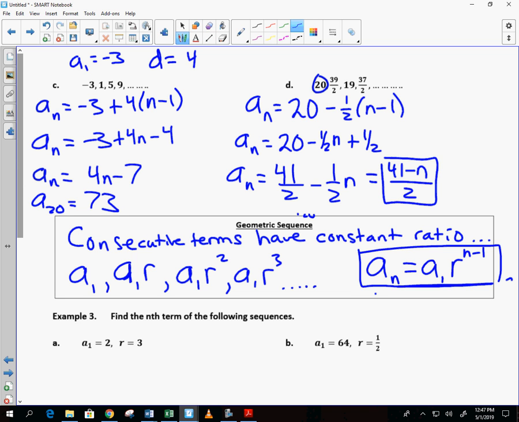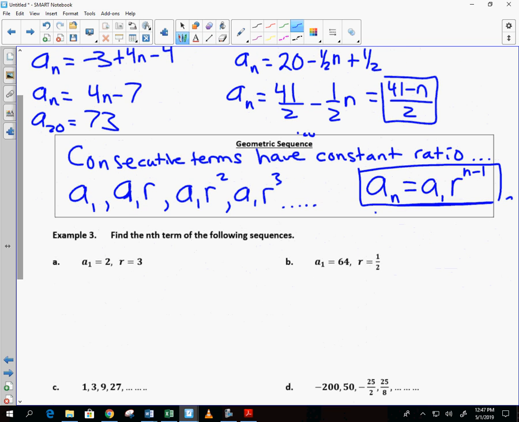And that's a nice, easy way to write it, because when you want to find the 20th term, it's easy to plug in 20. A sub 20 is equal to 41 minus 20 is 21. So 21 over 2 is my 20th term. What do you guys think? Not too bad? All right. Thank you for your honesty.